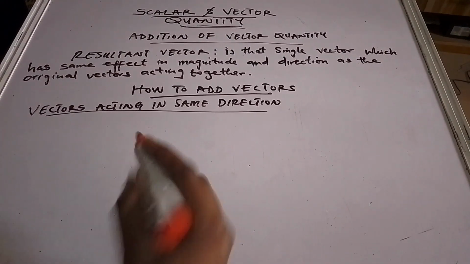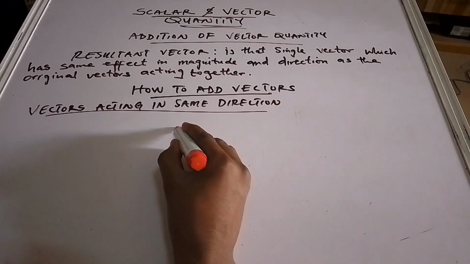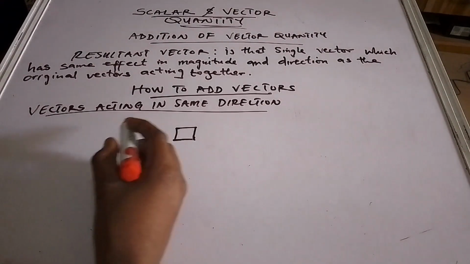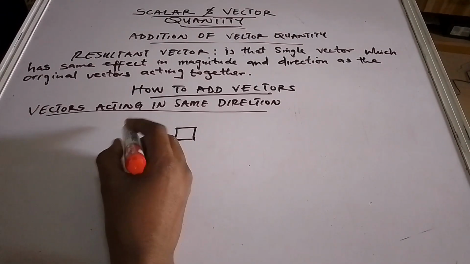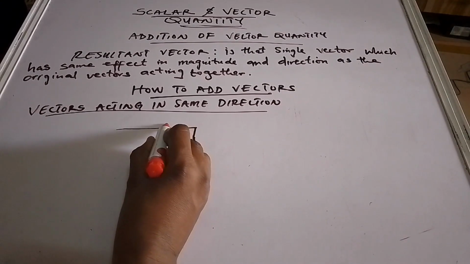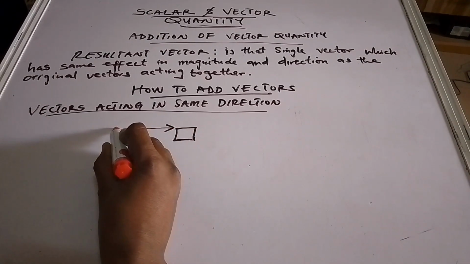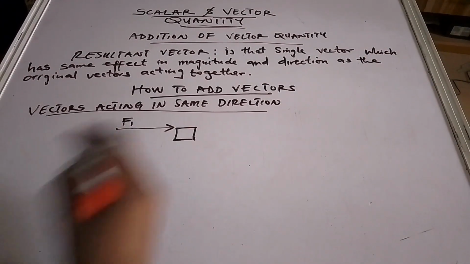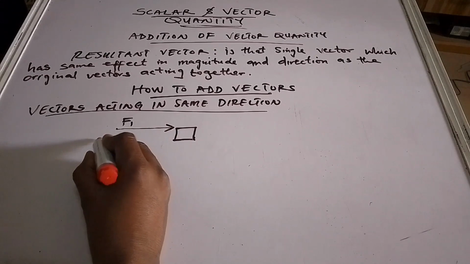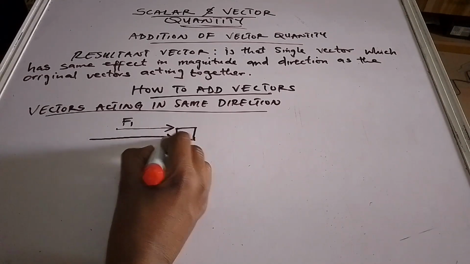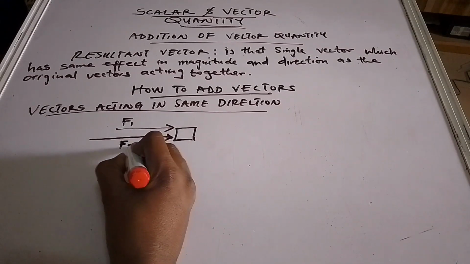All right, let's look at this illustration. Let's say we have a block like this, and we have vectors acting in the same direction. Let's regard the vector as a force. We said force is an example of a vector quantity. So let's represent this one as the force F1. And let's say we have another force, also a vector, greater than F1, acting in the same direction, that is F2.